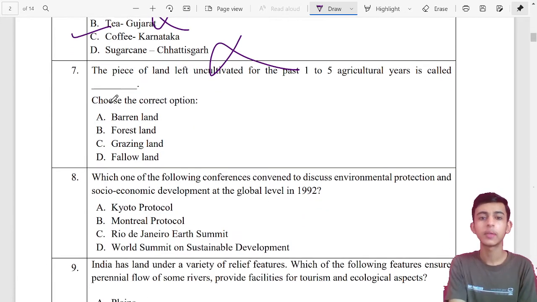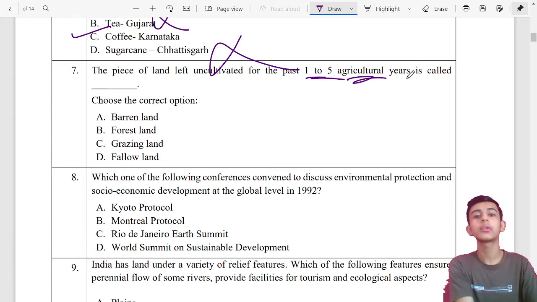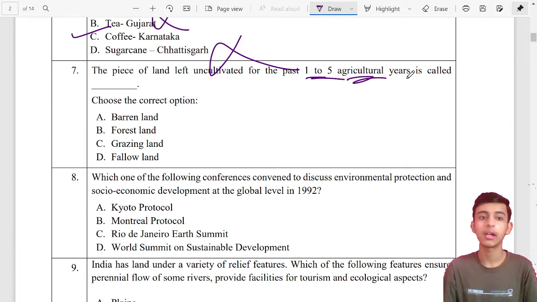Easy. 7th question. The piece of land left uncultivated for the past 1 to 5 agricultural years is called what? Which piece of land is left uncultivated, where cultivation is not taking place? What do you think? It's easy.